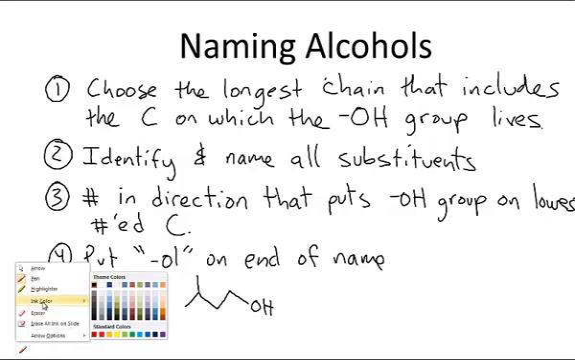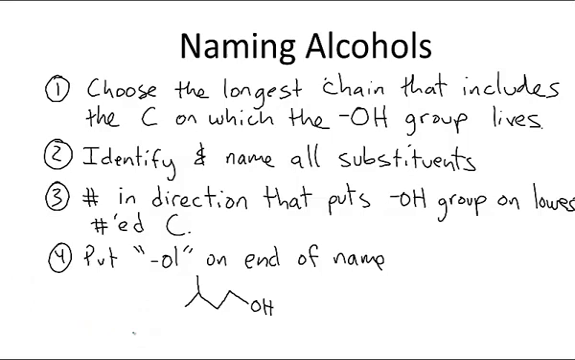If I had this molecule here, I'd identify my chain as 1, 2, 3, 4 carbons. So 1, 2, 3, 4. I'd number it from right to left to put the lowest number on the carbon with the OH. And this would be 3-methyl-1-butanol. The 3 tells me I have a methyl group on carbon 3. The 1 tells me that the OH comes off of carbon 1.